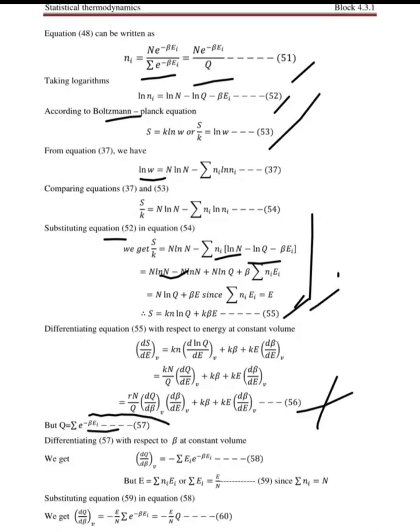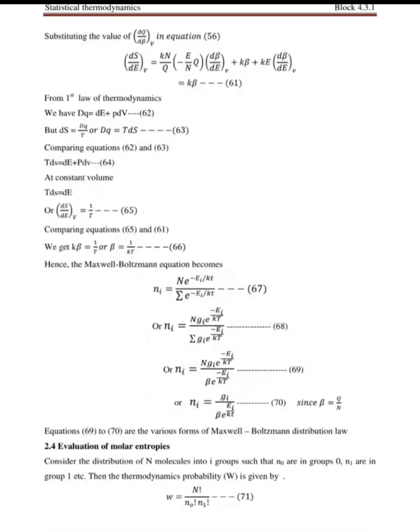What we have got from the equation 56, differentiating with respect to beta at constant volume, we get E is equal to summation of Ni Ei, or summation of Ei is equal to E by N, and that is the equation 59. Substituting in the equation 59, these are the mathematical steps you should go through. If I explain it, it will just be like reading the book.